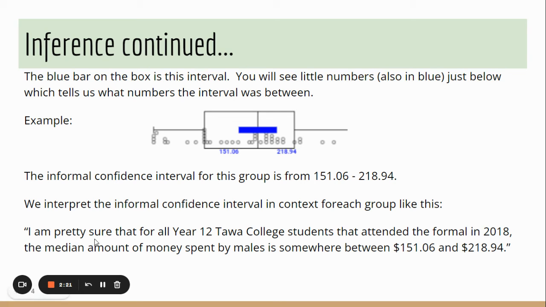I am pretty sure that for all Year 12 Tawa College students, so talking about the population, that attended the formal in 2018, the median amount of money spent by males is somewhere between $151.06 and $218.94. So it could be anywhere in there, we're saying. We're pretty confident that based on our sample being here, that it's going to be somewhere in there. We just don't know where.